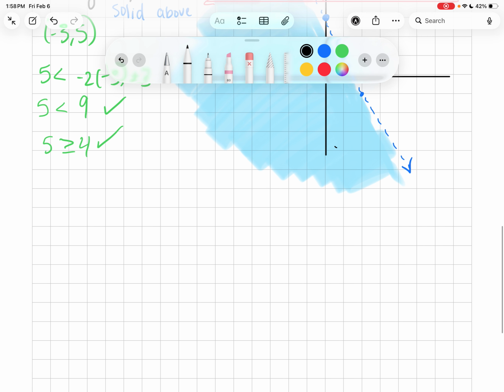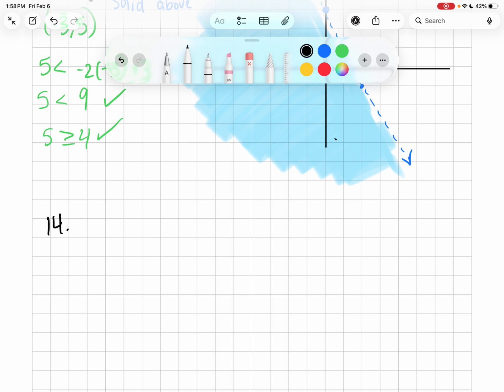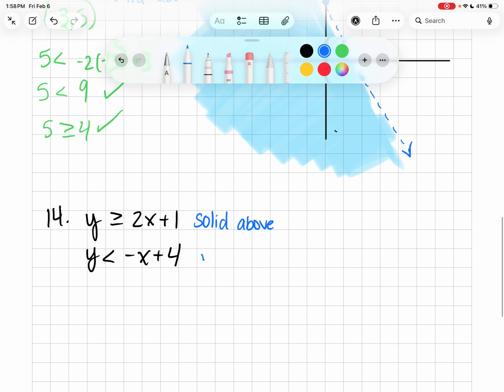My bad. 14. Y is greater than or equal to 2x plus 1, or y is less than -x plus 4. All right, so my first one, is it going to be solid or dotted? Solid, and am I shading above or below? Above. And what about the bottom one? Is it solid or dotted? And above or below? Yep.